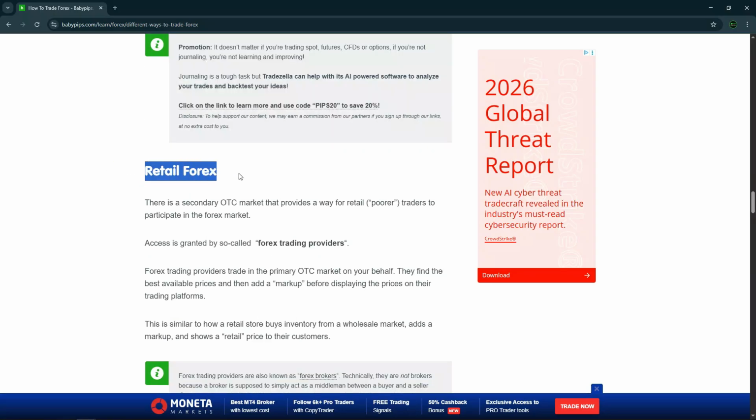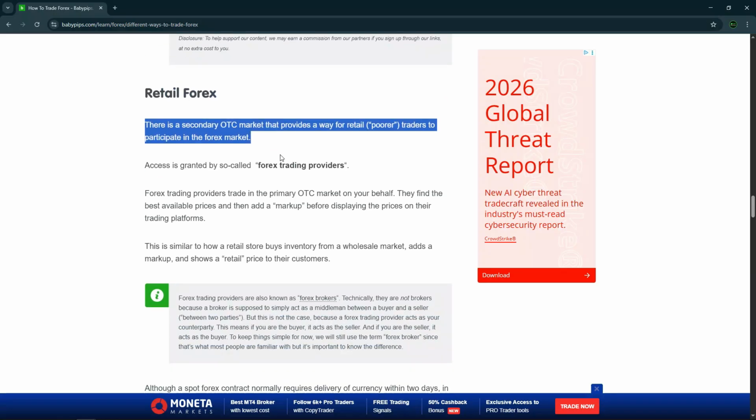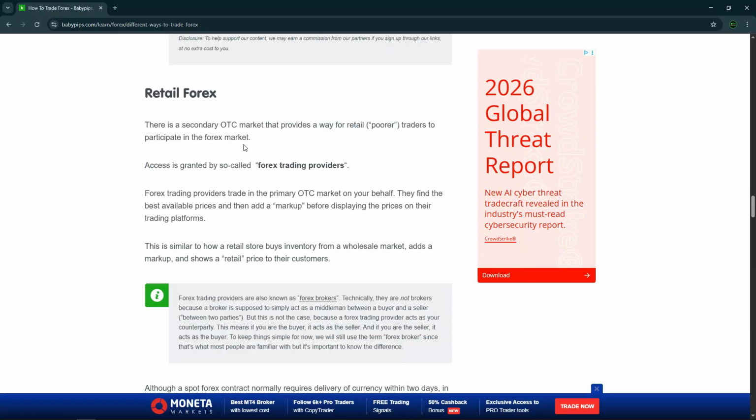Now let's talk about retail forex. This is where you and I trade. As individual traders, we don't trade directly in the main forex market. Instead, we access the market through a forex broker.